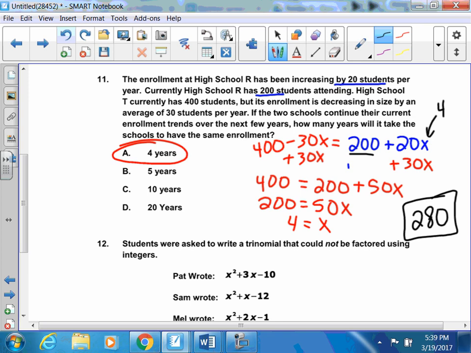If we want to double check that, plug in 4 right here for X. 30 times 4 is 120. And if you take 400 minus 120, you're going to get 280.